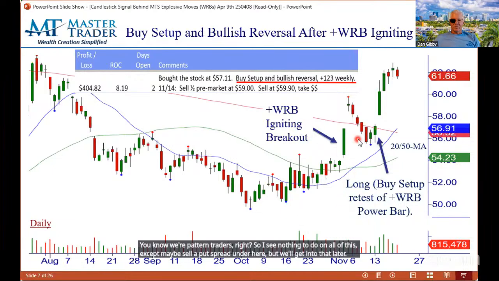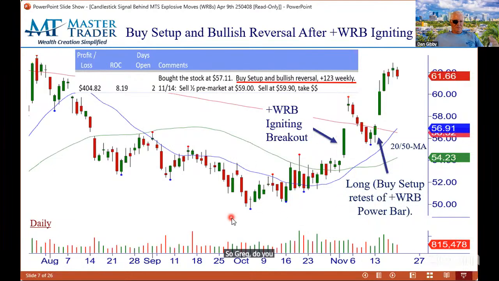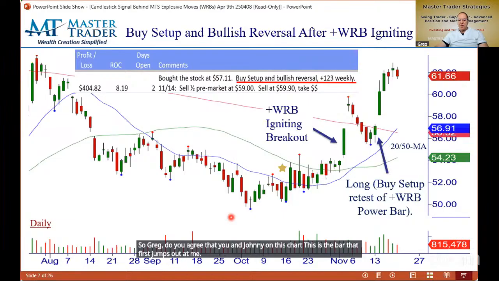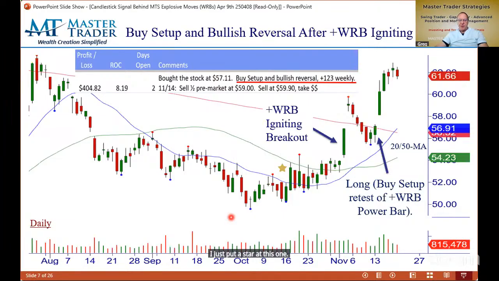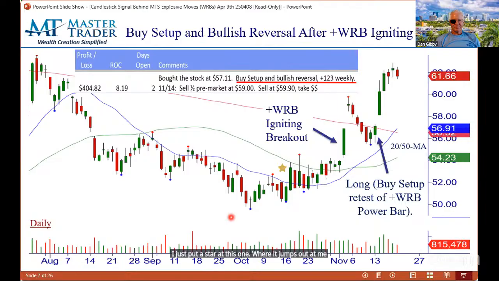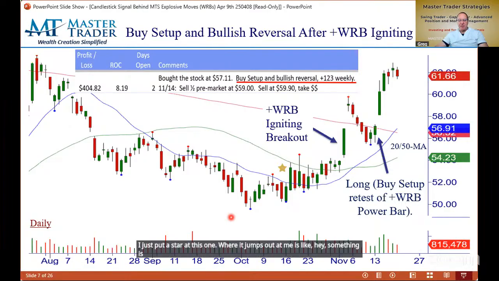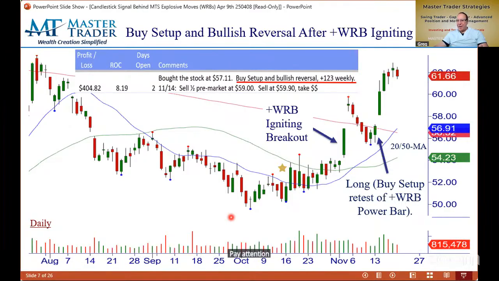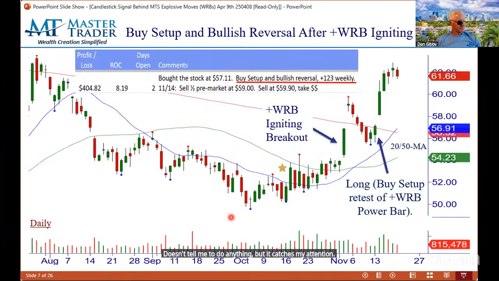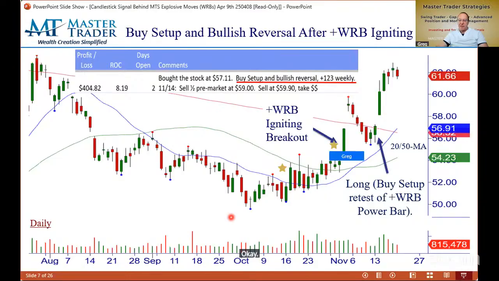So Greg, do you agree that on this chart, this is the bar that first jumps out at me? I just put a star at this one. It jumps out at me as like, hey, something is starting to happen here, pay attention. It doesn't tell me to do anything, but it catches my attention. Okay. That one is like, okay, whatever was happening there, by the time I see that one, I'd missed the boat.